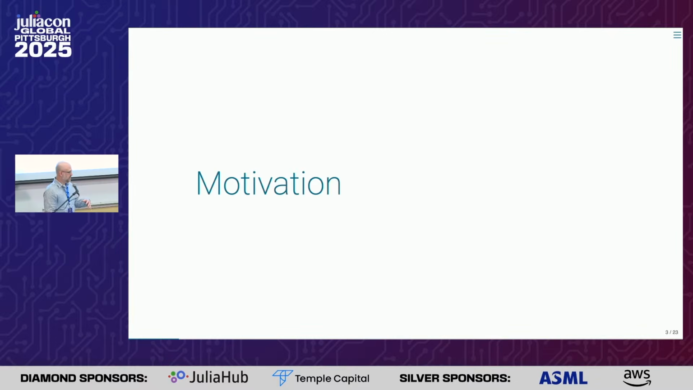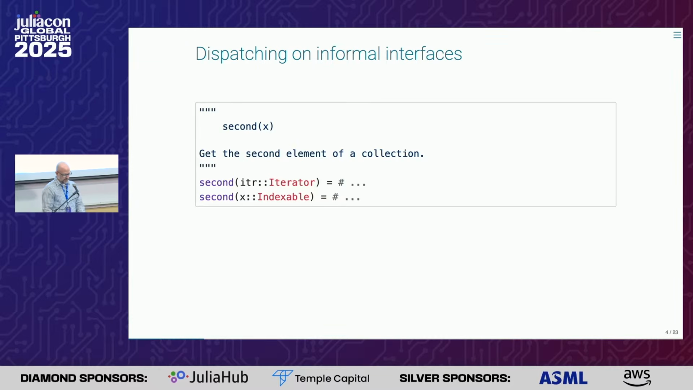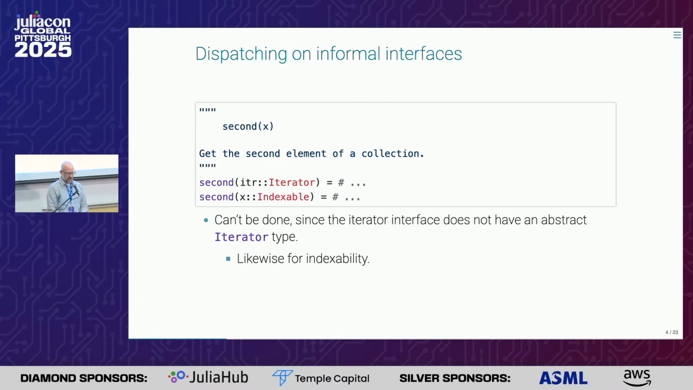Okay, so let me talk a little bit about the motivation for this package, why I was motivated to build it. Let's consider this example of writing a second function, which is to get the second element of a collection. You might want to define two different implementations for this function, one which dispatches on an iterator and one which dispatches on an indexable object. But as you're probably well aware, that can't really be done right now because the iterator interface is informal and it does not have an abstract iterator type. And the same thing goes for indexability.